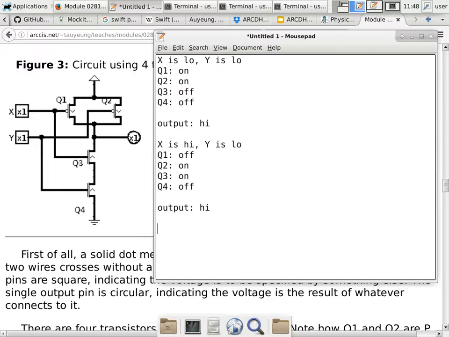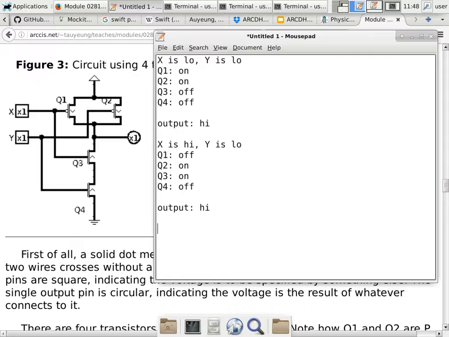Now, how come there are only 4 possible scenarios? There's 2 settings per input. We have 2 inputs, and then each input can either be a low or high, or 2 choices. So we have 2 to the power of 2 possible ways to configure the inputs. So there are 4 scenarios to play out. I'll let you guys play that out also.